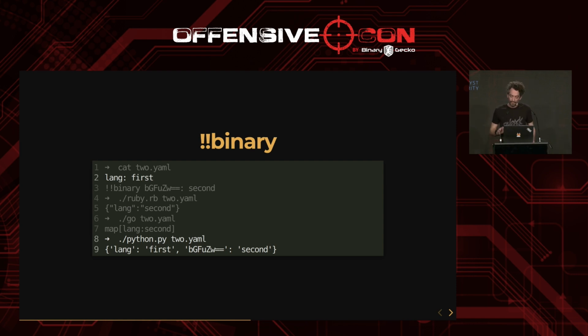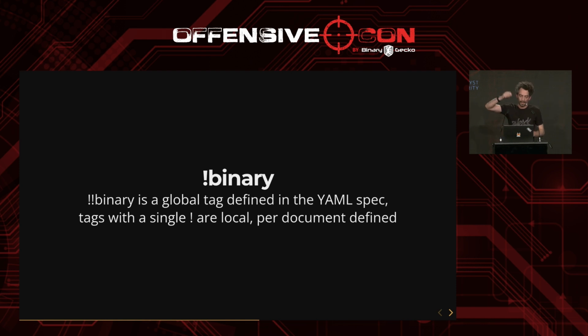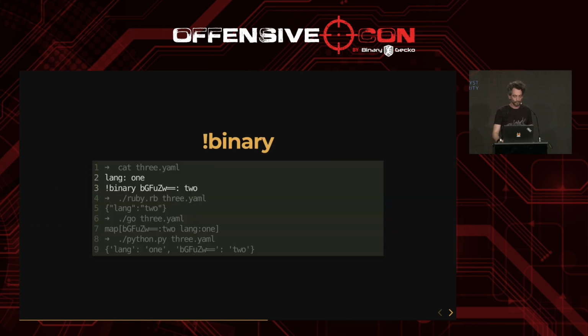And we also have a thing called local tags, which are defined per document. And those have a single exclamation mark in front of them. And if we try that with binary, then it gets interesting, because Ruby will just assume this is again base64 encoded and pick, in our case, lang 2. Go will pick lang 1 and take the binary string with one exclamation mark literal as a string. Python will do the same as Go.